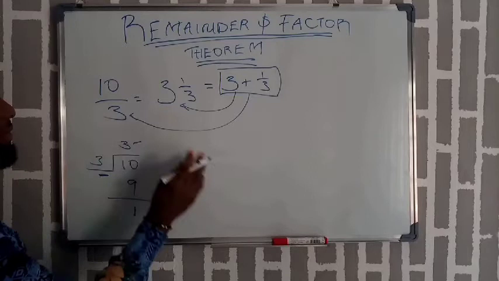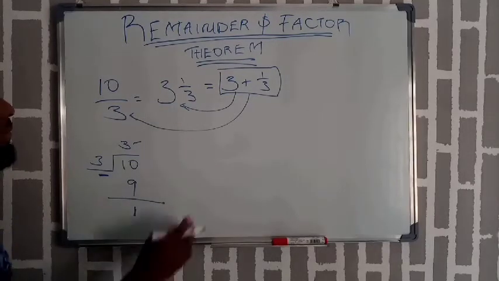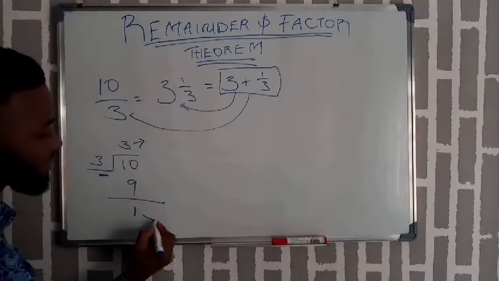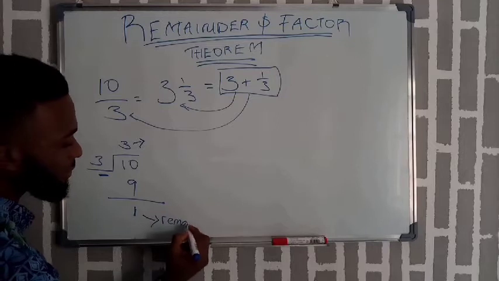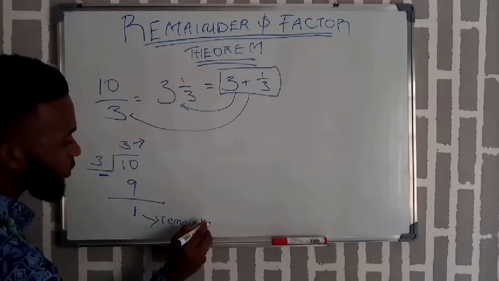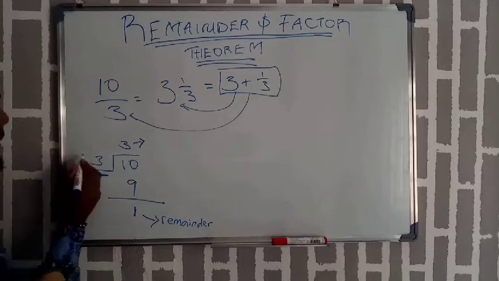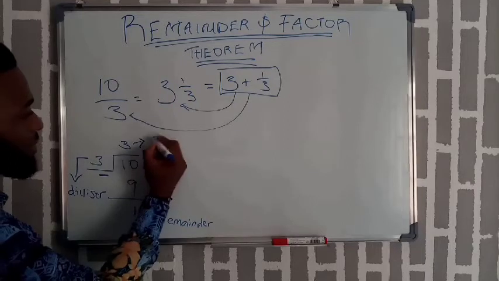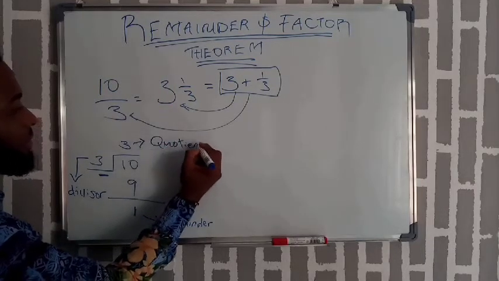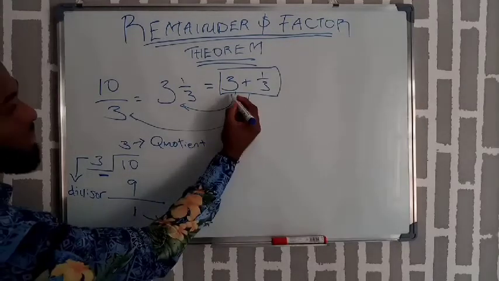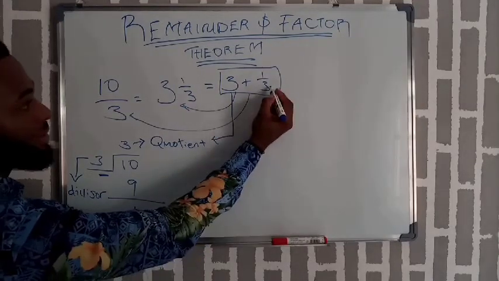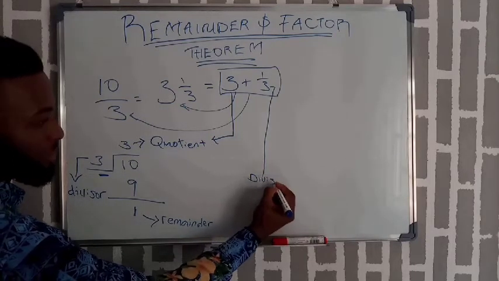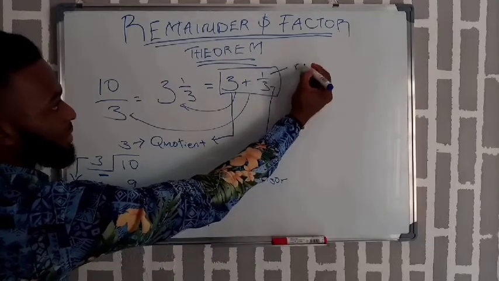Now this is the remainder. Sorry, this is the remainder, because this is what is remaining after the division. This is called the divisor, and this is called the quotient. So you can see, labeling it from here, that this underneath here is the divisor, and this is the remainder.